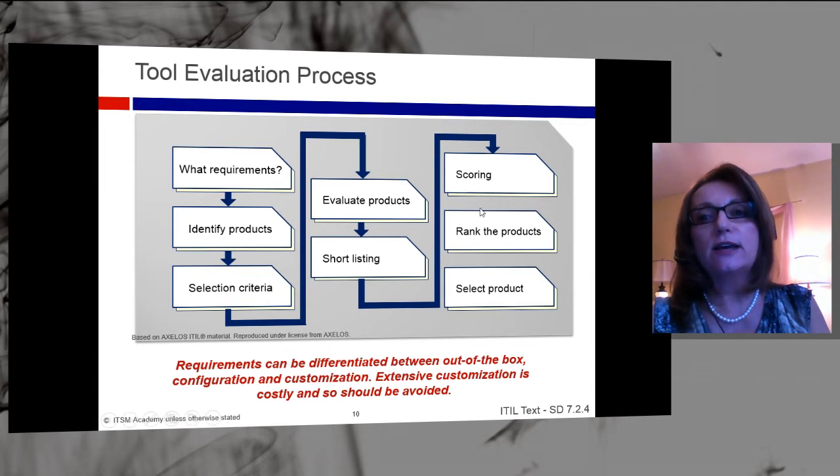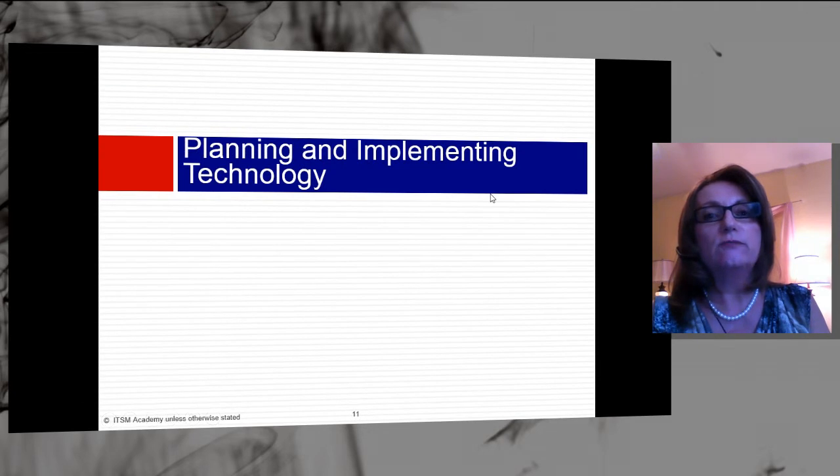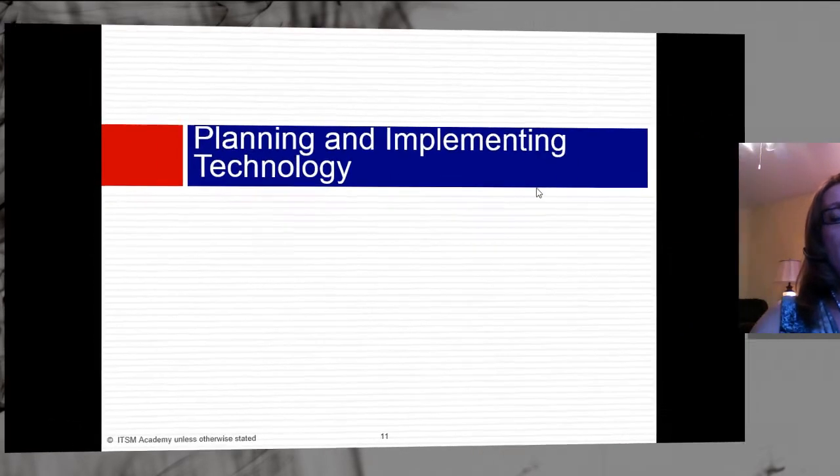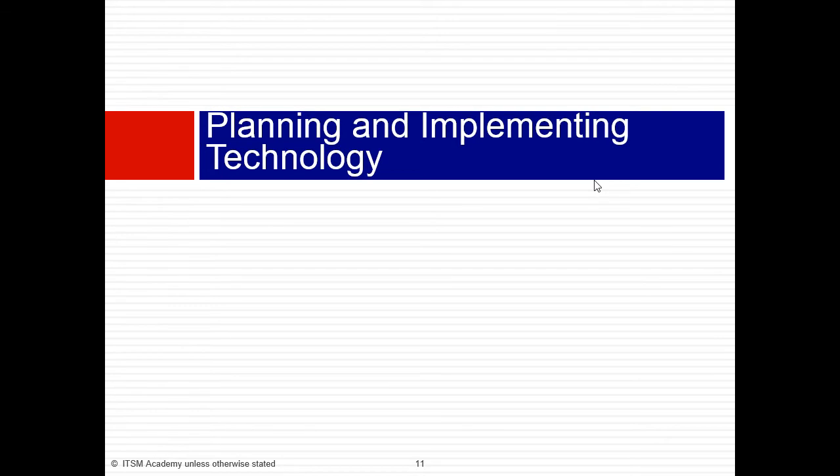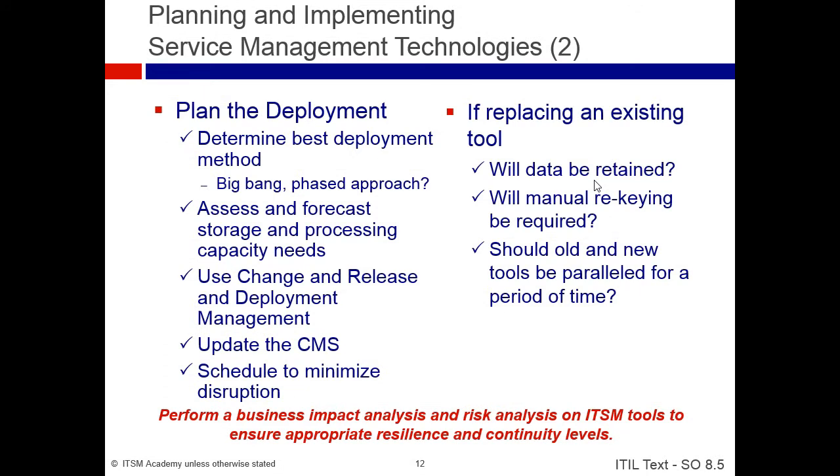Am I getting 80% of what my requirements are, and maybe I just have to customize 20%? And when I have to customize or configure the tool, is it going to be a very cryptic type of usability, or will I be able to maybe use a point-and-click type of GUI for that tool? And once I get the vendor and the product selected, then I can start looking at planning and implementing that technology. And when implementing, I'm going to use the same controls that I would for any change or release.